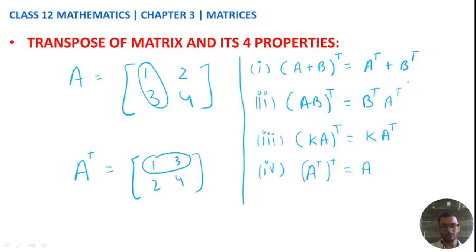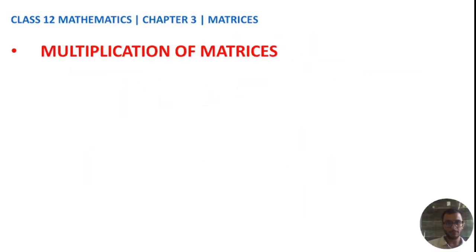And talking about why this property happens, we will do questions in which you will be able to see why this property holds. Okay, so let's move to the next topic, multiplication of matrices.